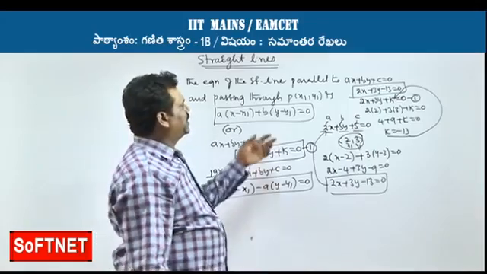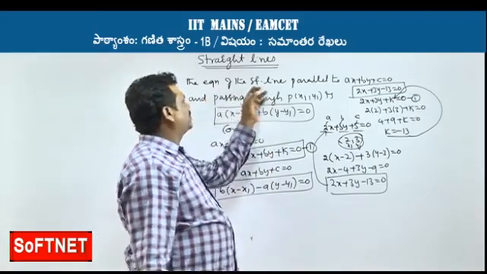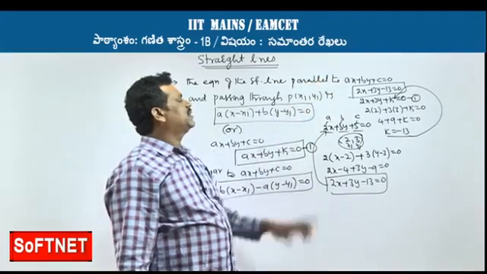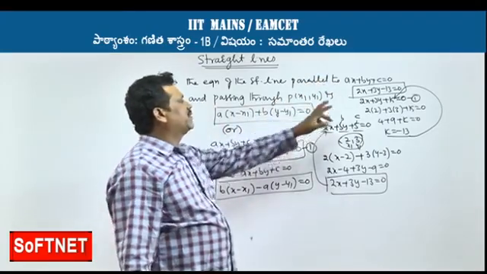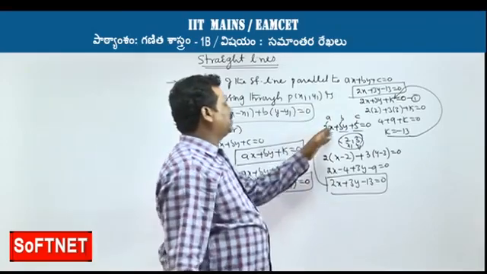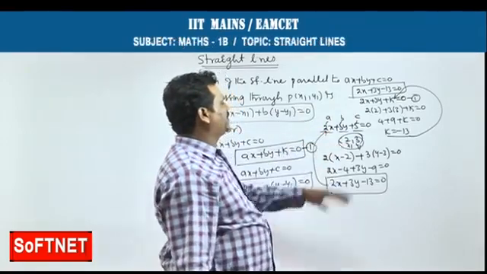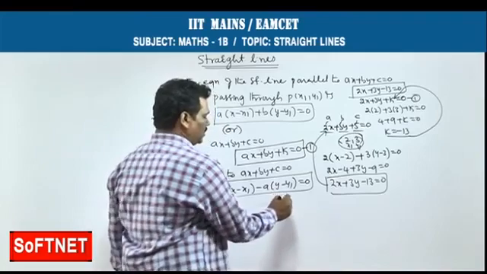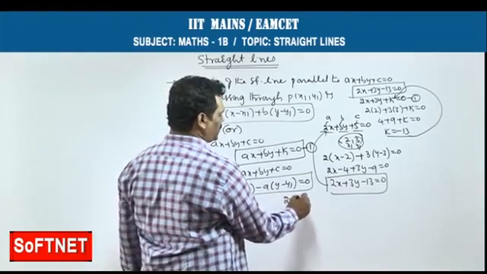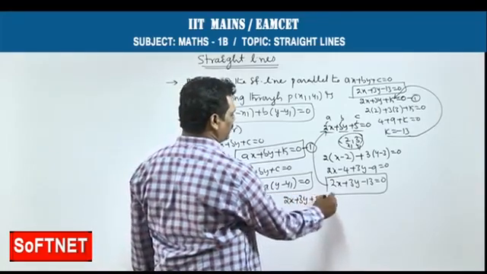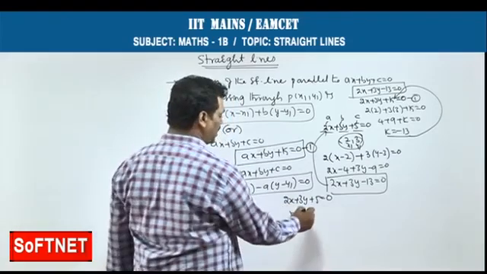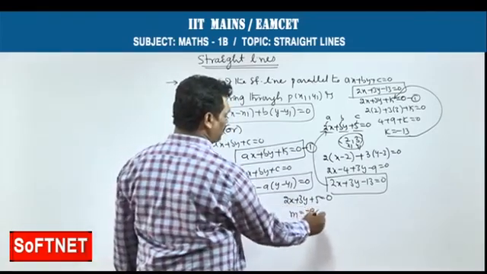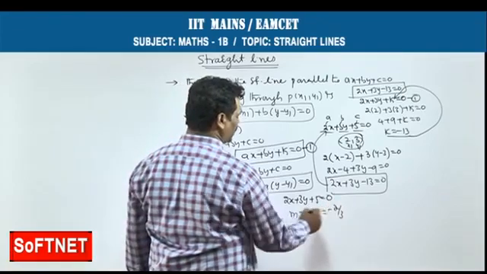Another method is also there. Find the equation of the straight line parallel to ax plus by plus c equal to 0 and passing through P of x1 comma y1. For example, taking the given line 2x plus 3y plus 5 equal to 0. Another method is we have to find the slope. The slope of this straight line is minus a by b, which means minus 2 by 3.